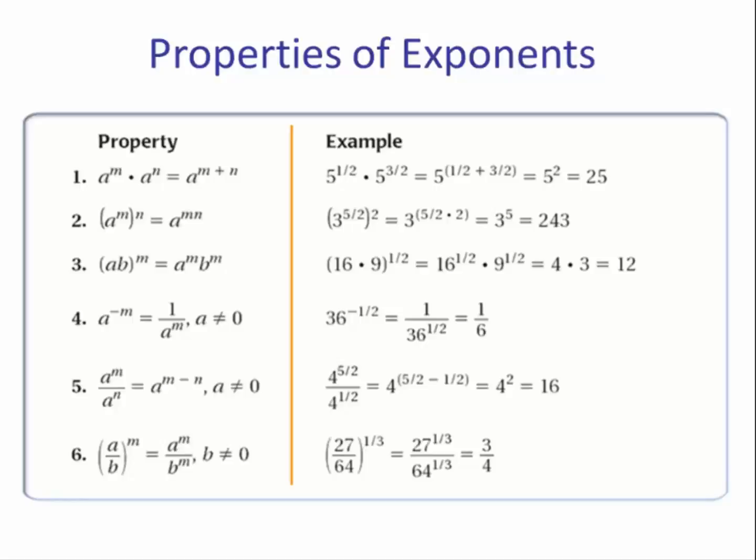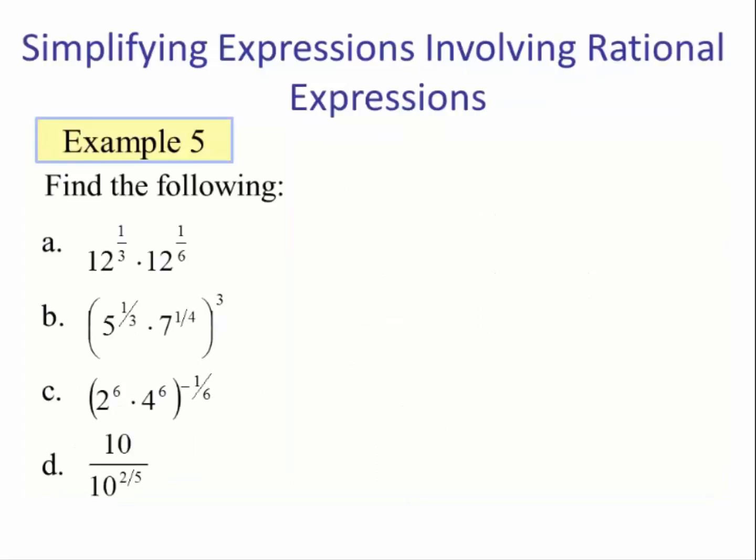Here are some examples of each of the 6 properties using rational exponents. This would be good practice for you to try each of these and see if you get the correct answer. Let's do our last example involving rational exponents. Example 5. Find the following.